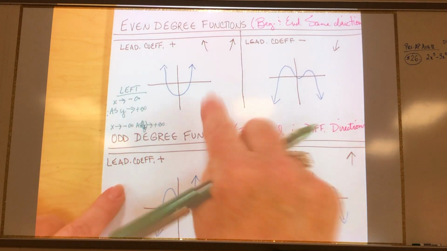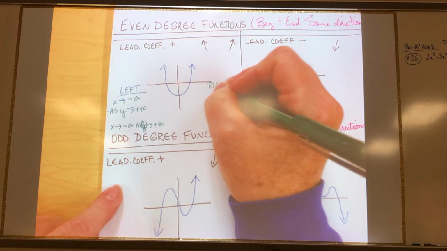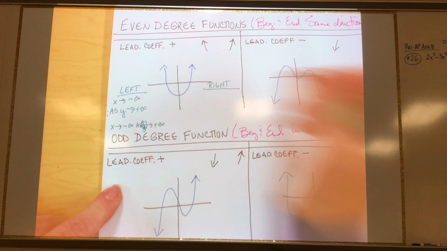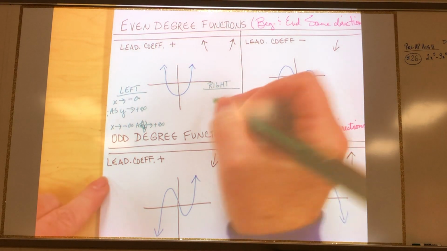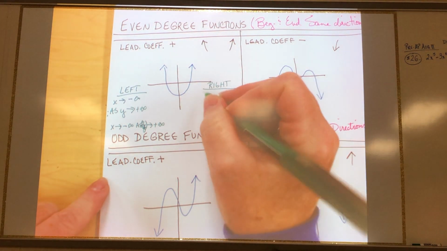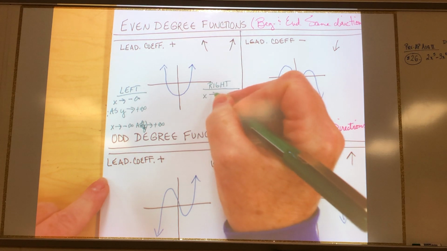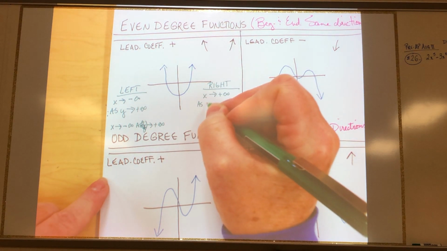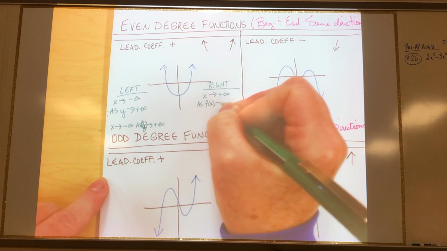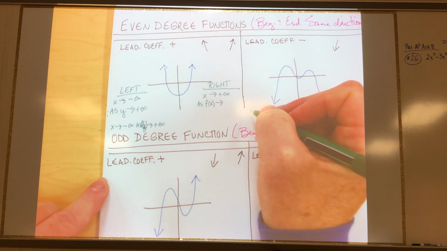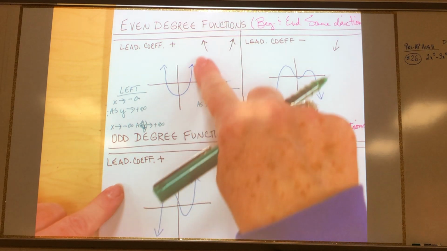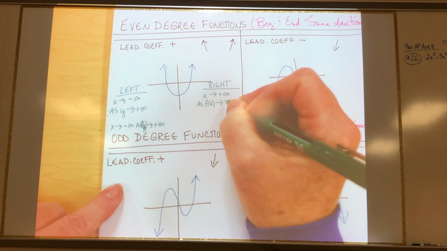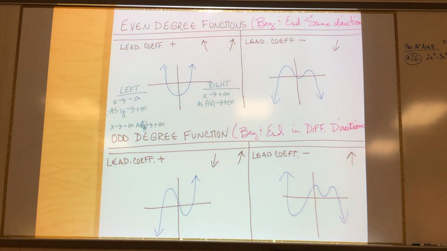All right, so over here on the right-hand side, I'm going to do it with you, okay? If I'm on the right-hand side, what does x have to be approaching? As f of x approaches what? No, positive. Yeah, it's going up, so positive infinity. Okay? So, do you think you're ready to do one by yourself?